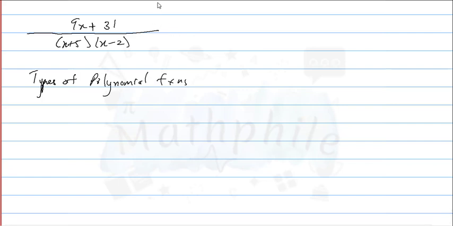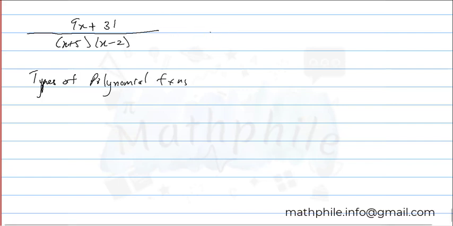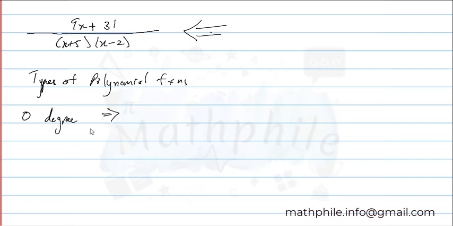So, like I said, before we can go backwards to get the question that actually gave us this answer, we should know the types of polynomial functions in order. What is a zero-degree polynomial function called? Anyone? What is a zero-degree polynomial called? A constant polynomial. Okay, it's a constant function.